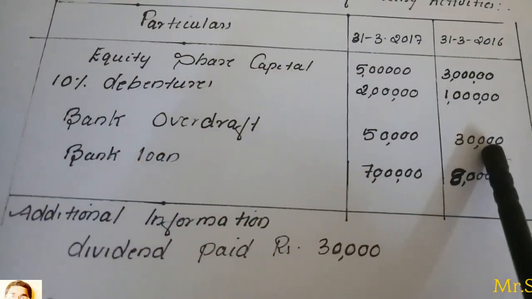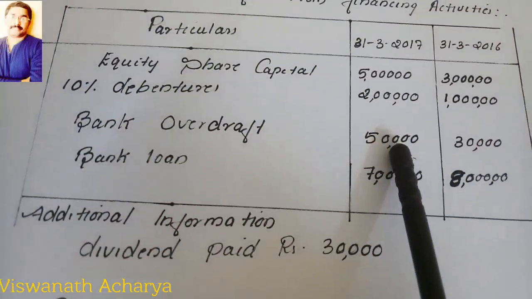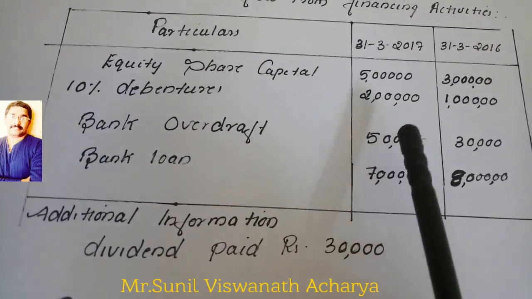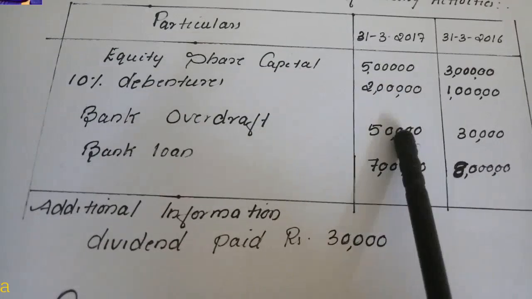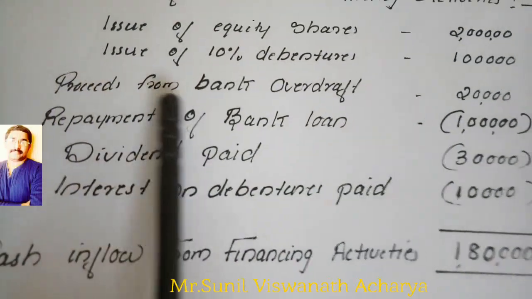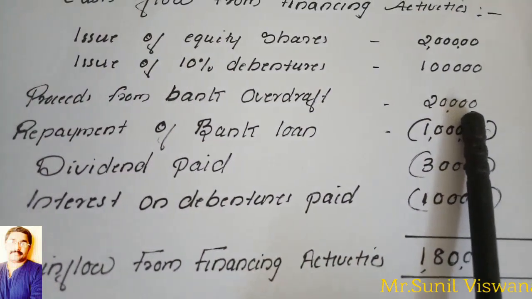Now bank overdraft. First year it was 30,000. Second year it became 50,000. That means we received 20,000 from bank overdraft this year. 50,000 minus 30,000 is 20,000. So cash received from bank overdraft is 20,000. This is also an inflow, we are receiving cash.